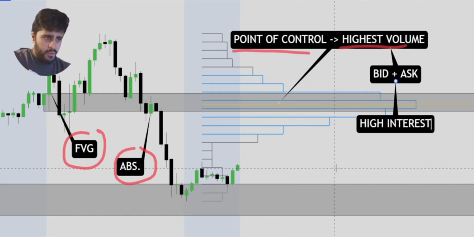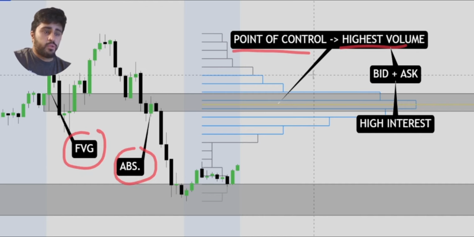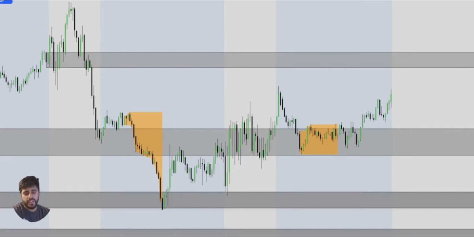So anyone who's stuck on key levels, this is my basic framework to finding them, right? Fair value gap, absorption, and volume. I often say to traders, you can avoid 90% of your losses if you simply waited for the markets to trade at your key levels.